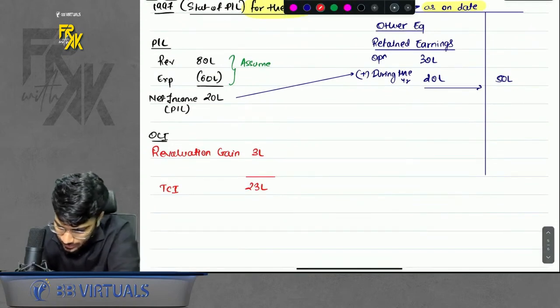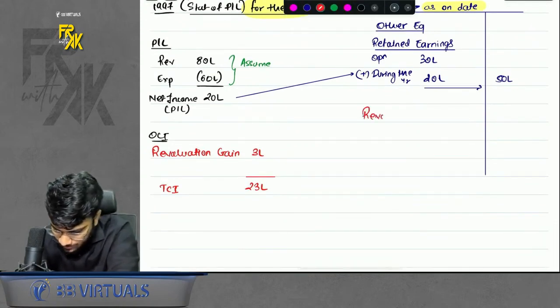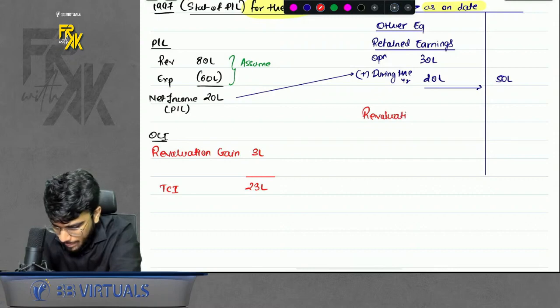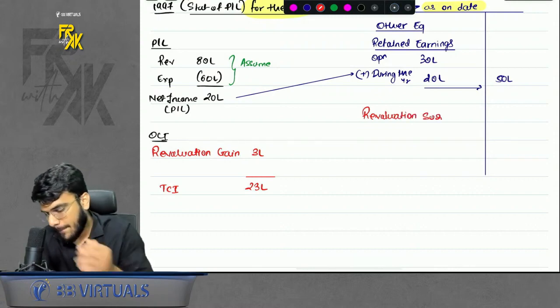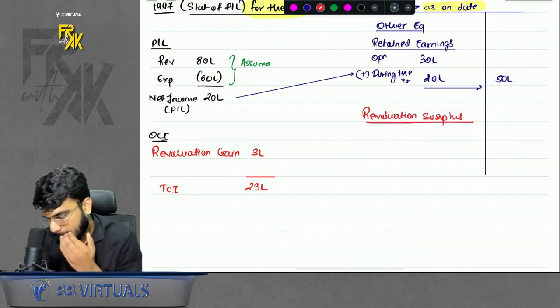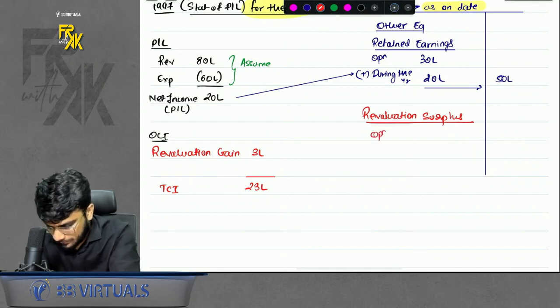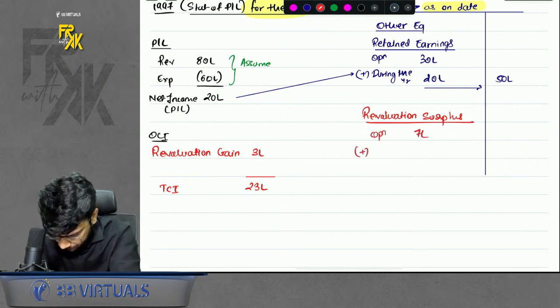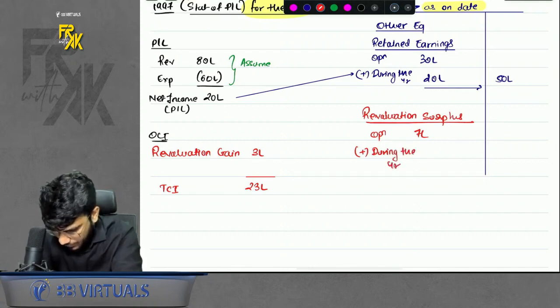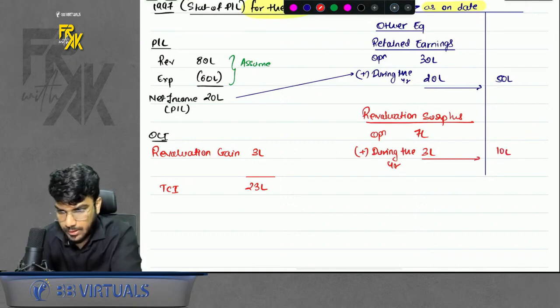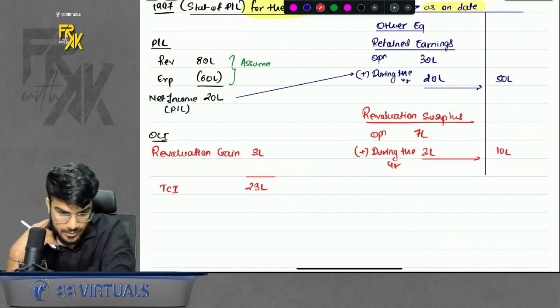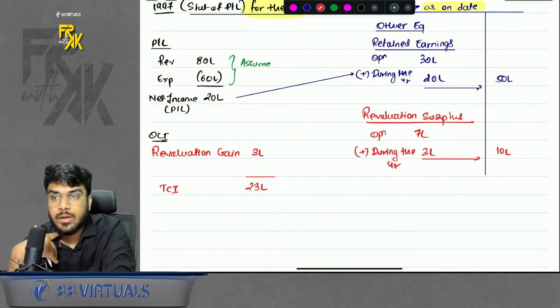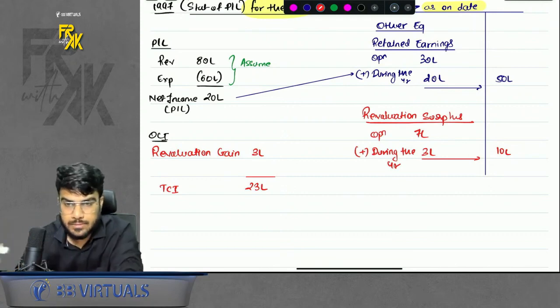So likewise, even for revaluation surplus, you will say opening it was 7 lakhs, add during the year 3 lakhs, total is 10 lakhs. Very good, Supraja. Very good, Nishita Srinivas. Clear with this point? Yes.